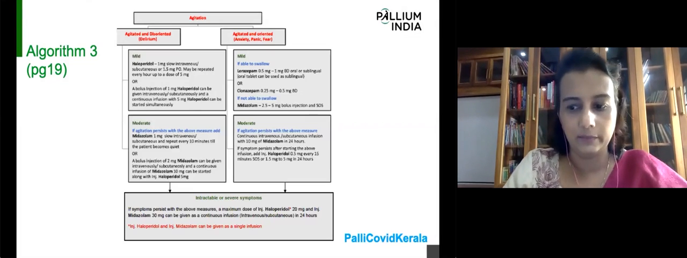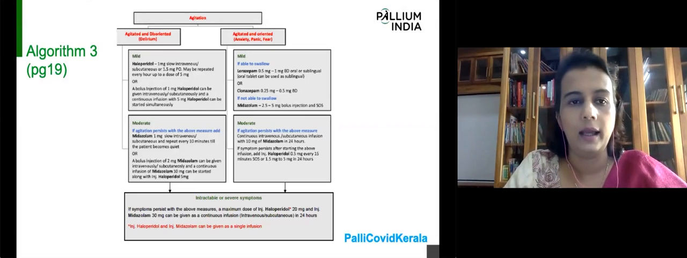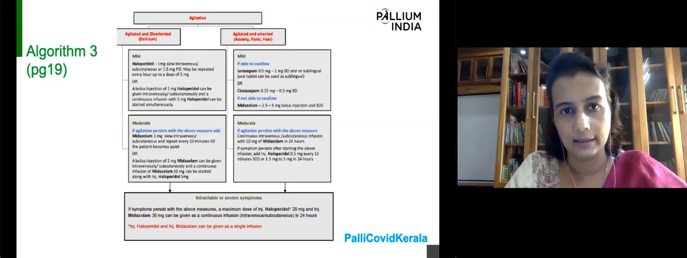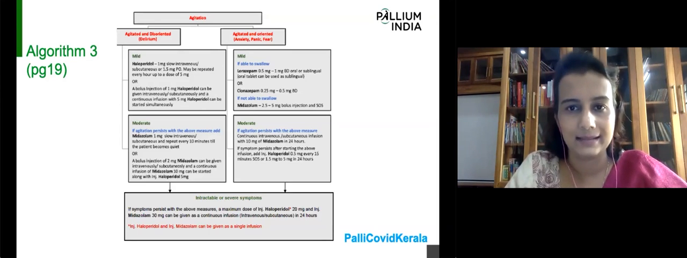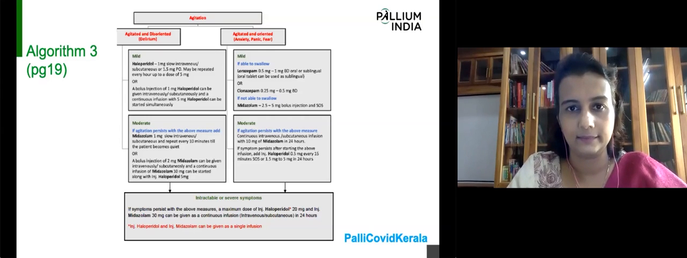And this is the algorithm for management of agitation and delirium, which is given in page 19 of our ebook. And that's algorithm 3. And we have divided that into 2 groups. We've got agitated and disoriented as a delirium, and agitated and oriented patient, which is anxiety, panic, and fear. And I've explained all these in my previous slides.